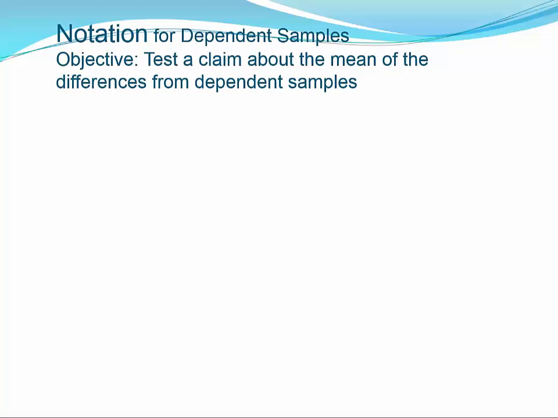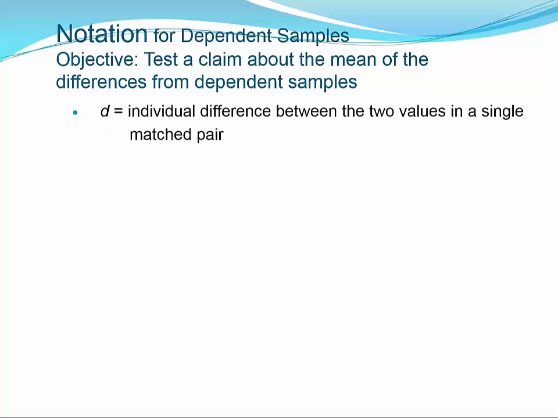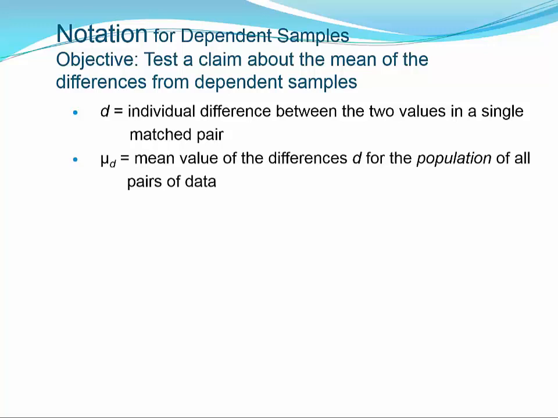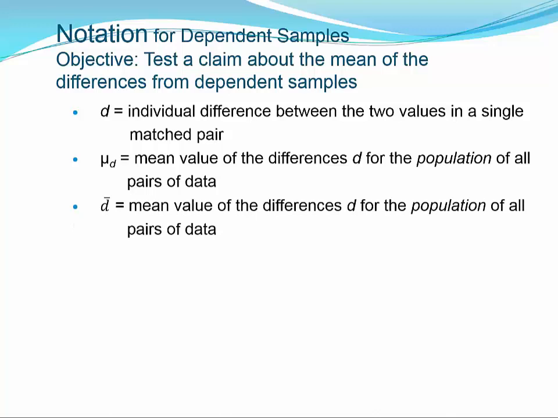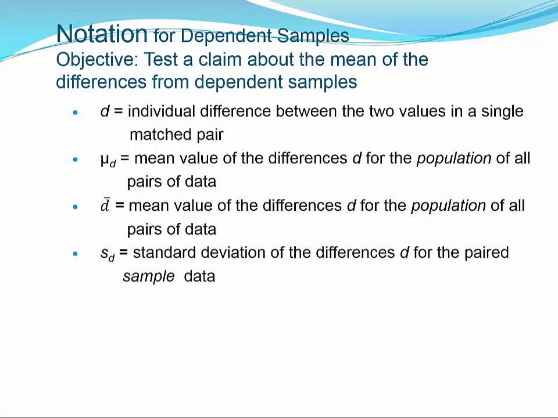Here's some notation for dependent samples. Our objective is to test a claim about the mean of the differences from dependent samples. Lowercase d is the individual difference between the two values in a single matched pair. Mu sub d is the mean value of the differences d for the population of all pairs of data. This is going to be the notation that we will use for our hypotheses. D bar is the mean value of the differences d for the sample of paired data. S sub d is the standard deviation of the differences d for the paired sample data. N is the number of pairs of data.